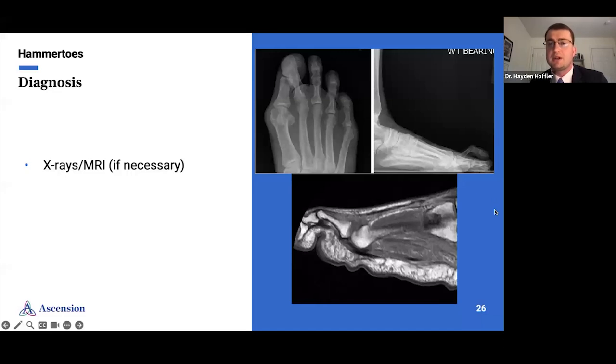I do order MRIs sometimes. The reason for doing that is in analyzing something called the plantar plate, which is on the bottom of the two toes, which essentially holds the toe together and keeps the toe straight, and sometimes from the toe bending down as well. So if there's a concern for a plantar plate injury or even a capsular injury, an MRI is sometimes needed if some of the conservative measures are not working.